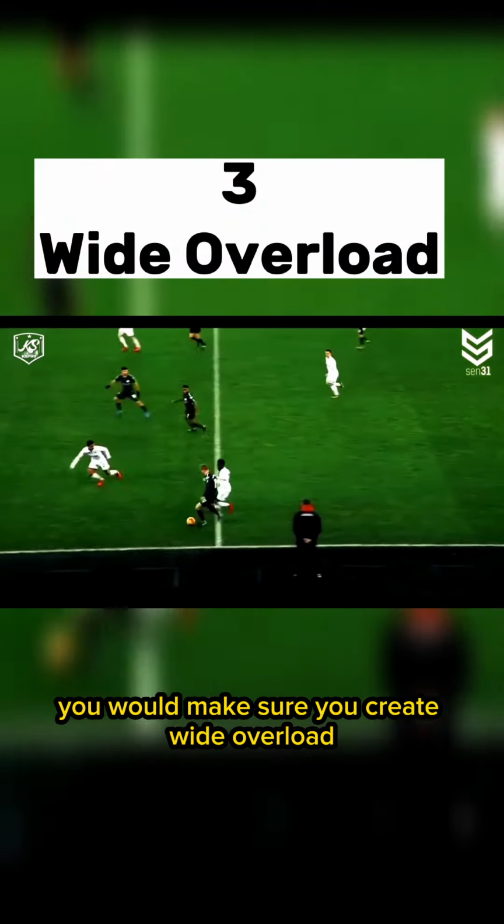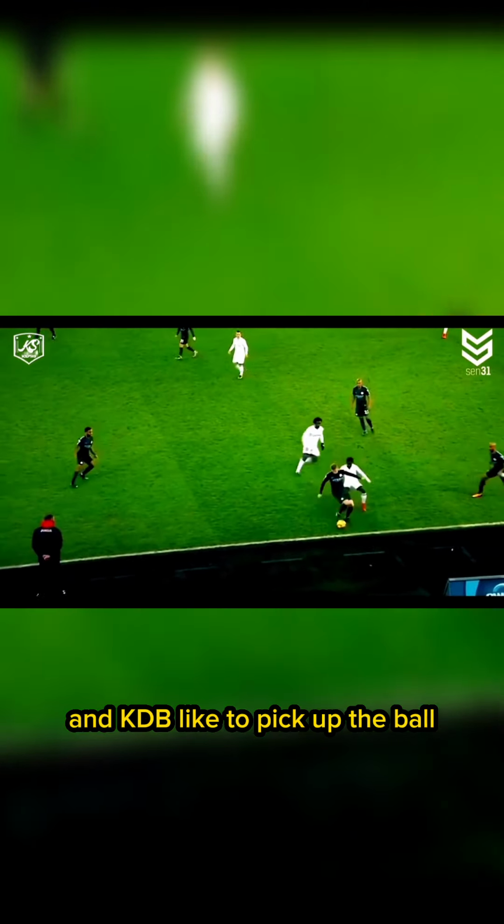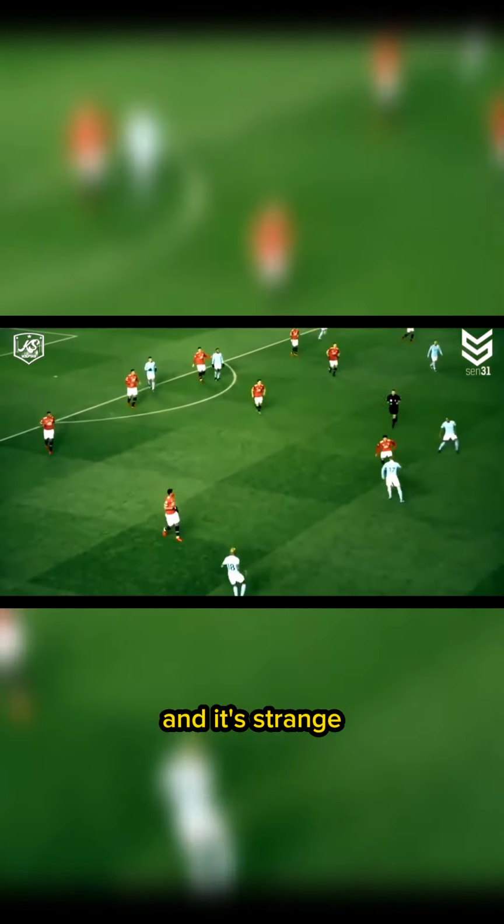The next is also, you would make sure you create wide overload. So you see players like Odegaard, for example, and KDB like to pick up the ball in the winger areas, and it's strange because a lot of players say, why do they do that? And it's because of the space and overload.